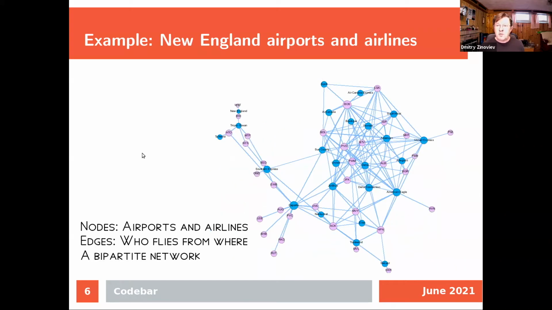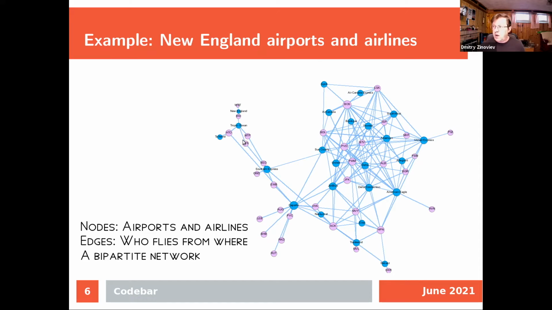Here's yet another example from my New England. This is a network of airports and airlines. So nodes represent either airports or airlines, and connections tell which airline flies from which airport, or conversely, which airport is serviced by which airline. This is an interesting example of a so-called bipartite network. Airlines are not connected to airlines and airports are not connected to airports, but an airline is always connected to an airport.